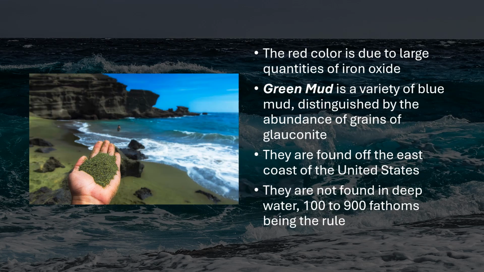Green mud is a variety of blue mud distinguished by an abundance of grains of glauconite. It is found off high coasts with few rivers to pour detritus into the sea. Examples are the Cape of Good Hope, the east coast of Australia, Japan, and the Atlantic coast of the United States. Glauconite is responsible for the withdrawal of potassium from solution in the sea. Glauconite sands are found off the east coast of the United States. Green sands and muds are not found in very deep water, only between 100 and 900 fathoms being the rule.